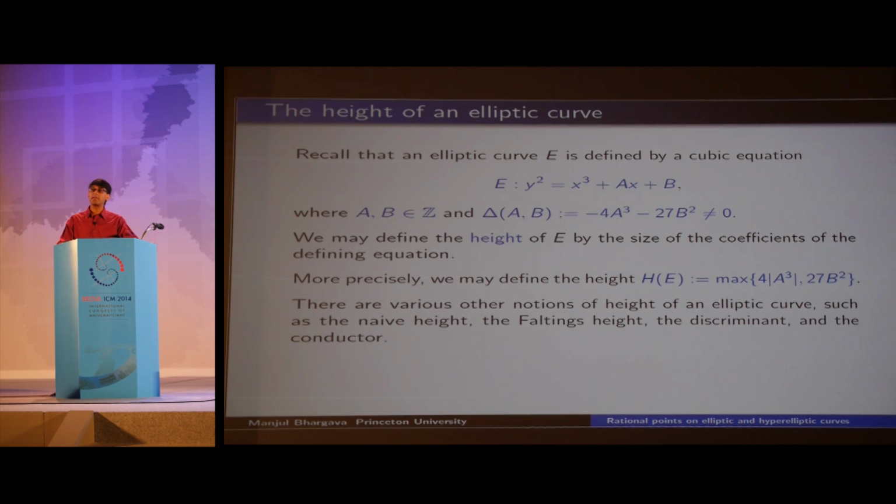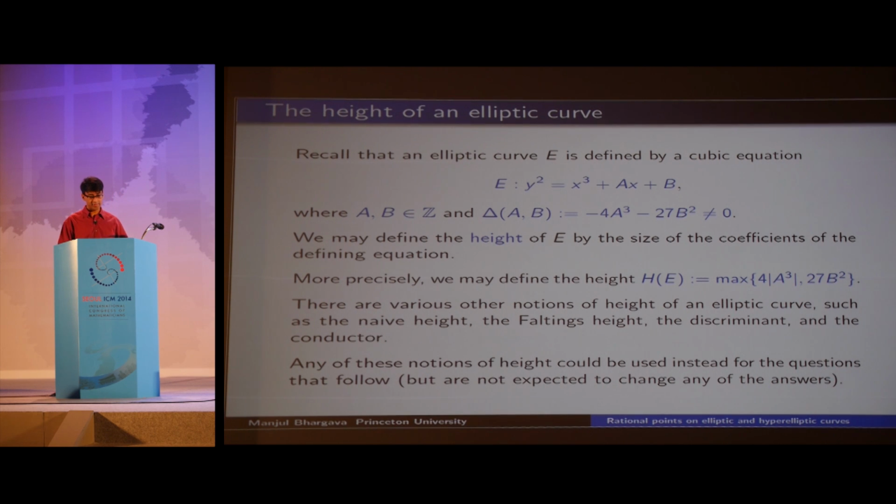I should mention that there are various other notions of height of an elliptic curve. What I just defined here is called the naive height. There's also the Faltings height. There's the discriminant that I defined up on top. There's something called the conductor. So these are all alternate ways of ordering all elliptic curves by some notion of height.